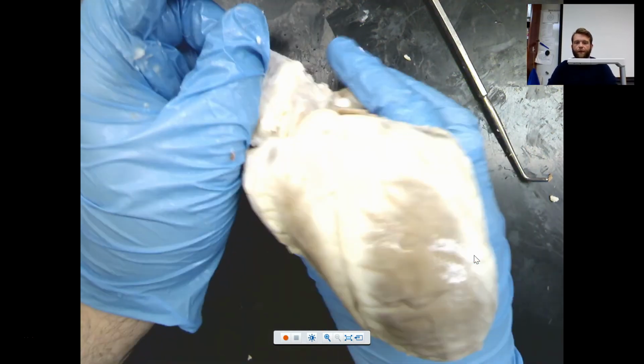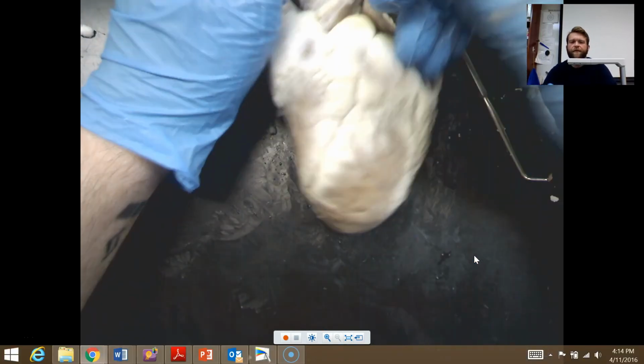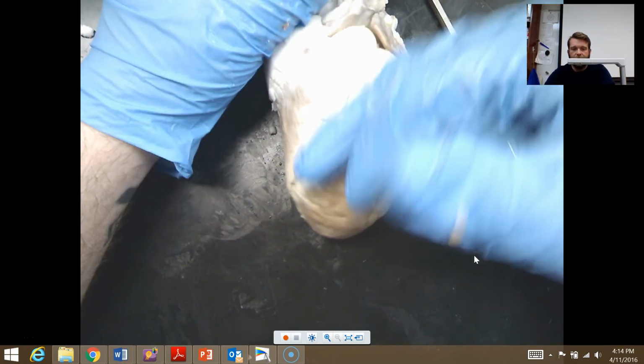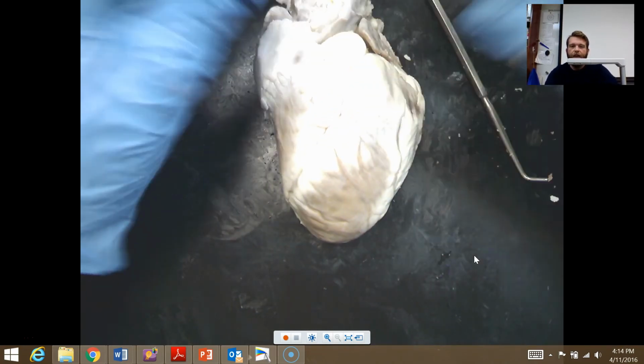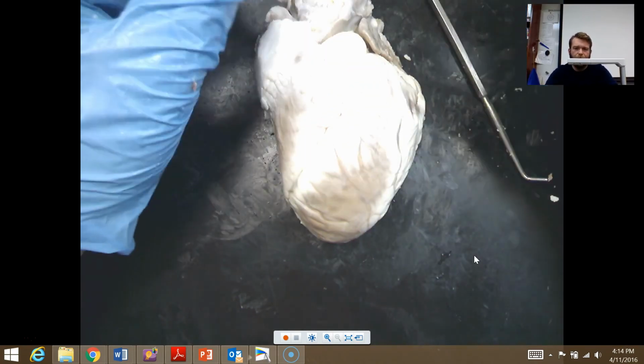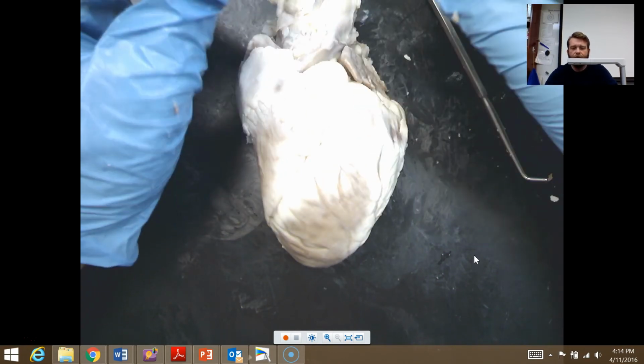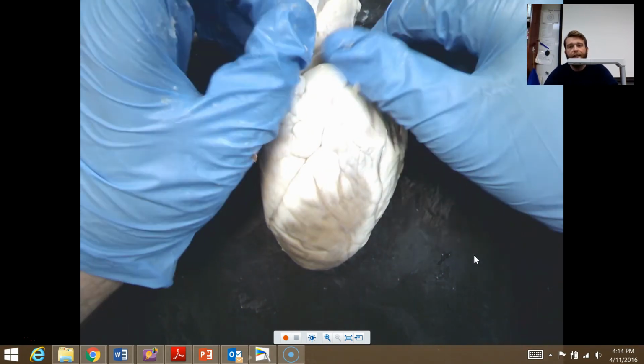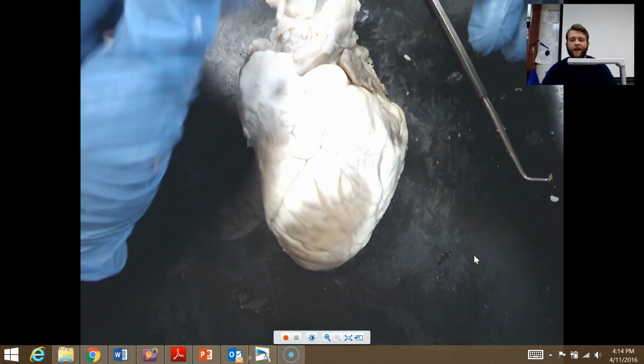Okay, so for the heart, again, review all of the different features, so the things on the outside, things on the inside. Know the pathway of blood flow through the heart, and review that a few times to make sure that you're capable of telling me the answers to that and describing that on your exam.